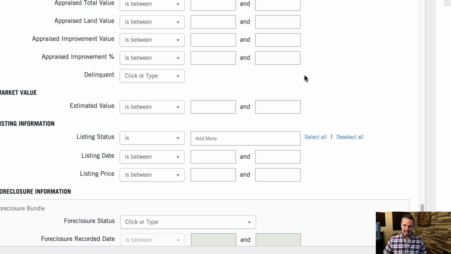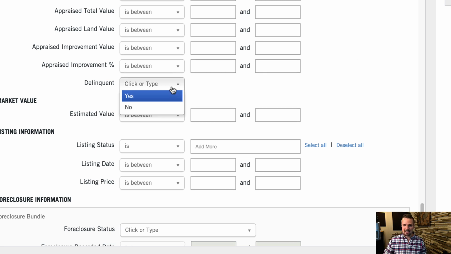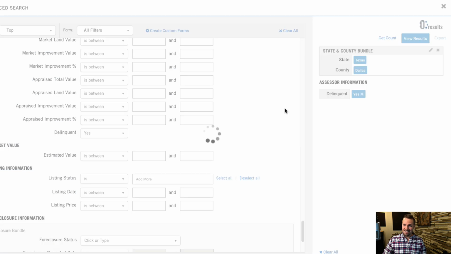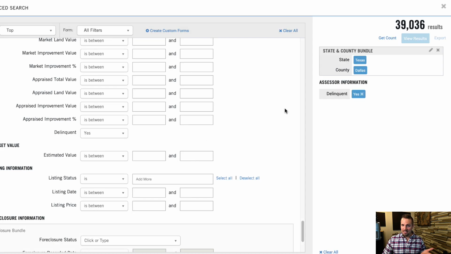And when it does have coverage, so when I go ahead and click on this, and if I say yes, so essentially I'm trying to say, I only want the properties on here that are delinquent on their taxes. When I click get count, I can see that there is a number on there. But what this doesn't mean is that these properties are currently delinquent on their property taxes. This is not the same thing as going and getting a delinquent tax list directly from the county. That would be a dream.